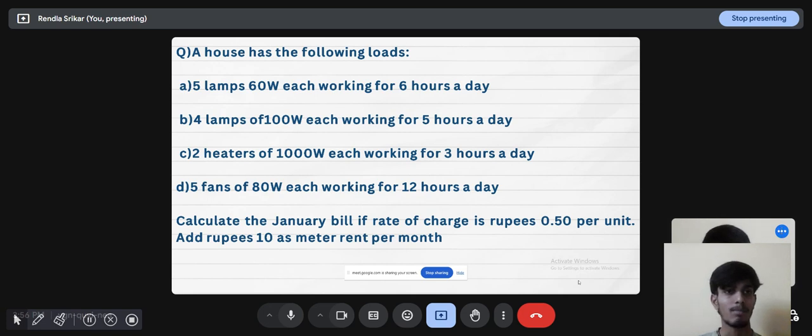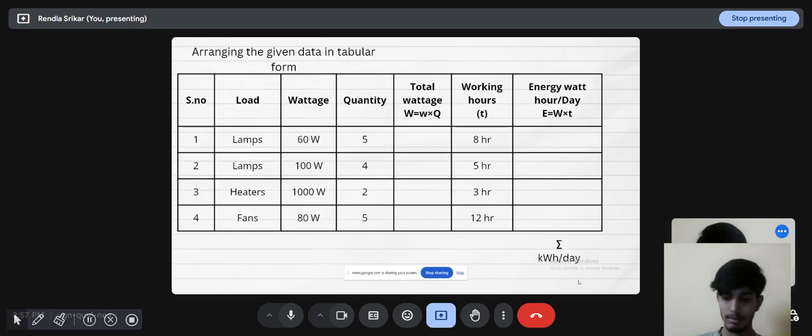First numerical. A house has the following loads: 5 lamps of 60 watts, each working for 6 hours a day; 4 lamps of 100 watts, each working for 5 hours a day; 2 heaters of 1000 watts, each working for 3 hours a day; 5 fans of 80 watts, each working for 12 hours a day. The question is to calculate the January bill if the rate of charge is rupees 0.50 per unit, that is 50 paise, and rupees 10 as rent per month.